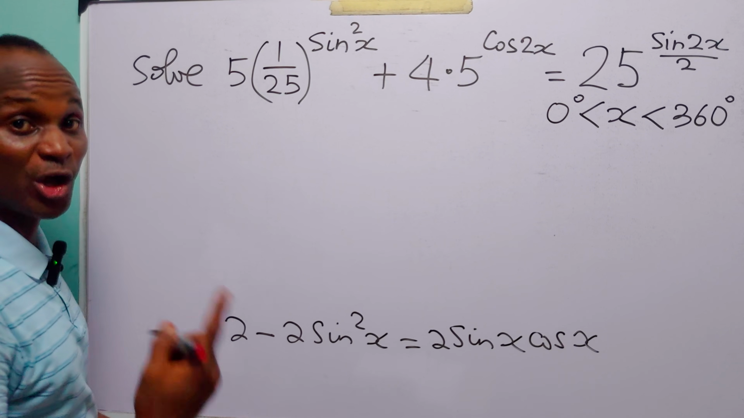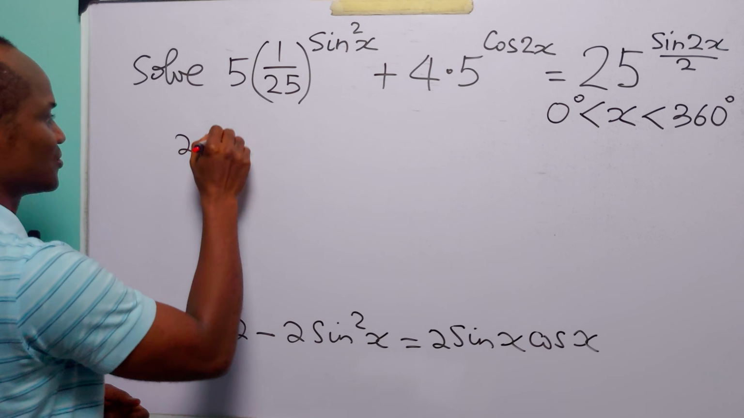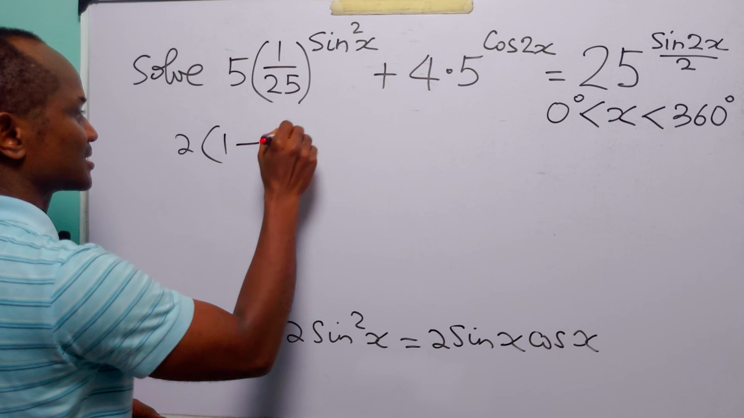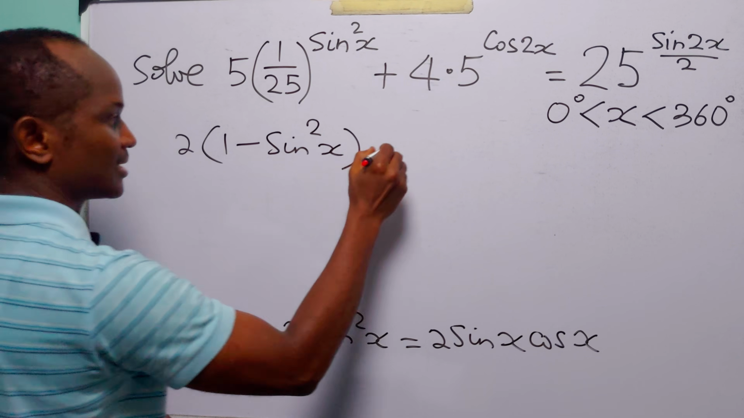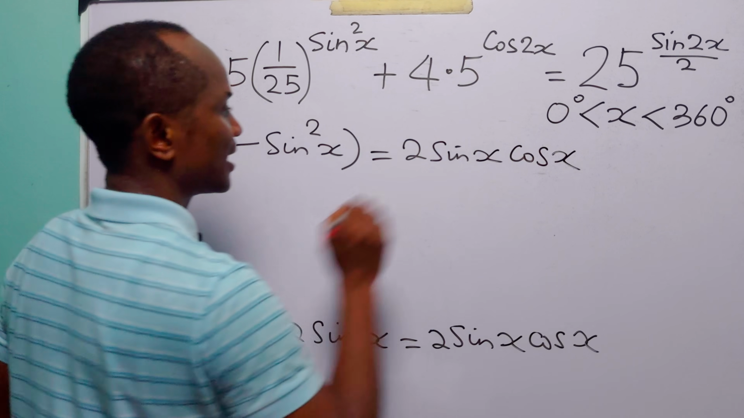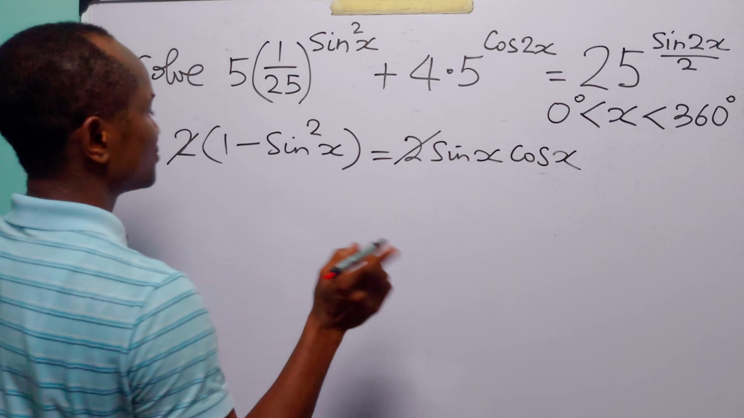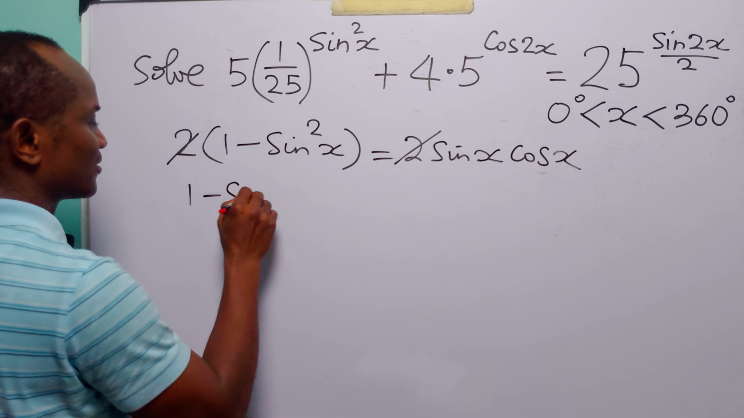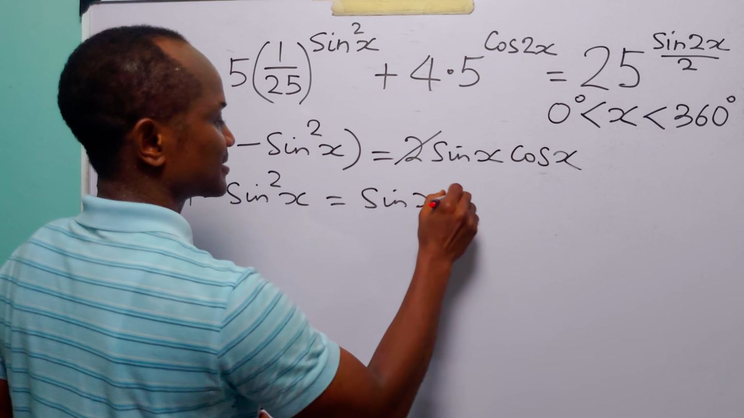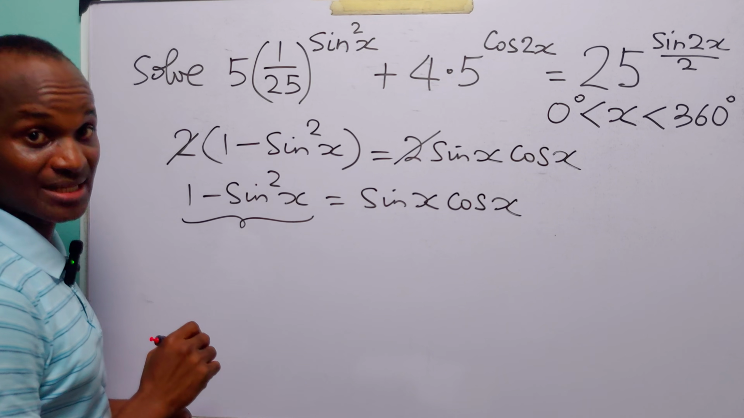We can factorize this left-hand side. Between these two terms, we have a common factor, which is 2. So we have 2 into 2 divided by 2 is 1, and 2 sin squared x divided by 2 is sin squared x. And this is equal to 2 sin x cos x. And if we divide through this equation by 2, we have that 1 minus sin squared x is equal to sin x cos x.